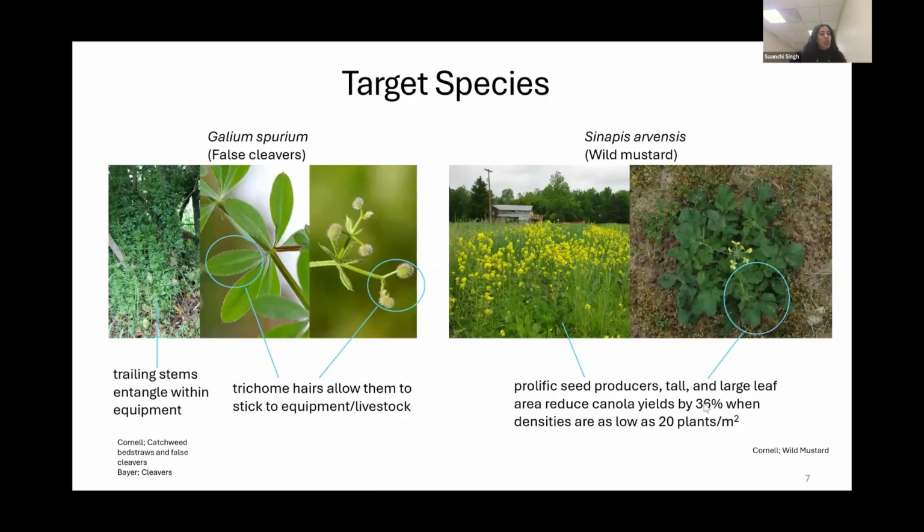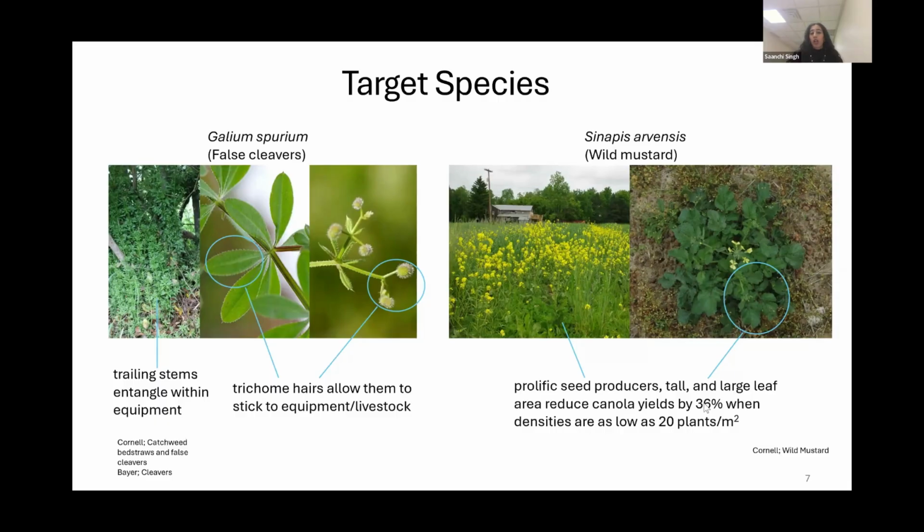We're also working on Galium spurium, which is commonly known as false cleavers. This is a class 3 noxious weed. It also impacts canola and wheat, both of them. It's unable to stand on its own, so it uses these little hairs, which I've circled in the leftmost image, called trichome hairs. And it uses these trichome hairs to stick to other plants, livestock, and equipment. It also has these extremely long trailing stems that can get stuck in farm equipment. So you can think of its mechanism of action as being mechanical.